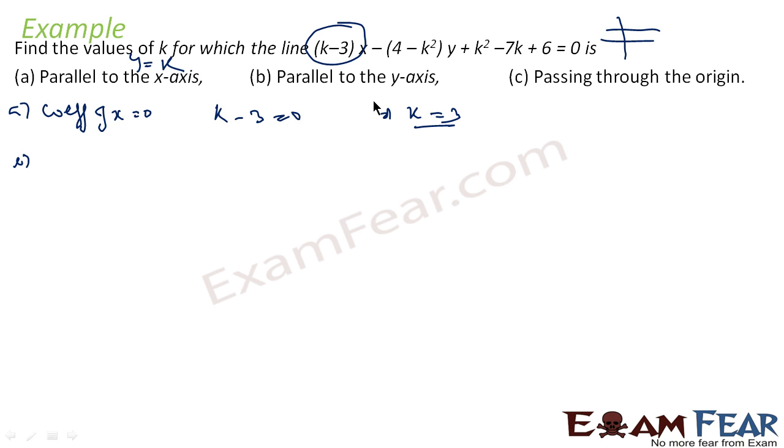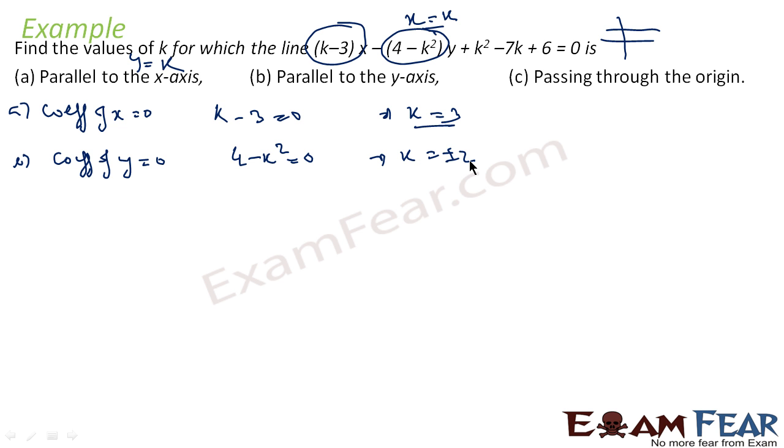In case 2, when it is parallel to y-axis, we have x is equal to some constant, that is, the coefficient of y is equal to 0. The coefficient of y here is 4 minus k square. So we'll say 4 minus k square is equal to 0, or k is equal to plus minus 2. So k can have two values, plus 2 and minus 2.